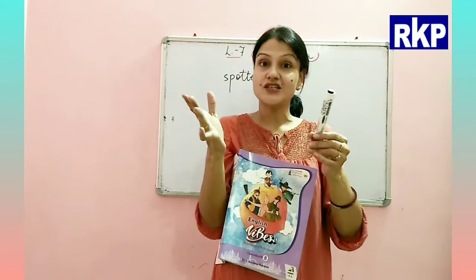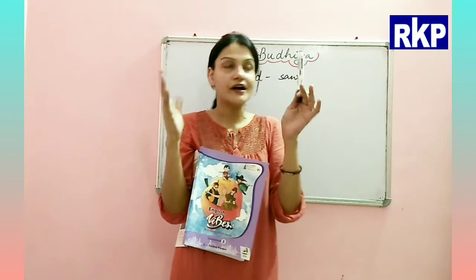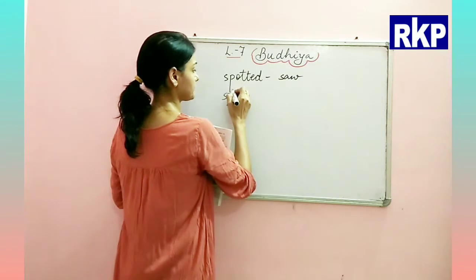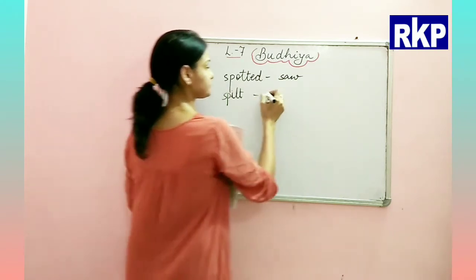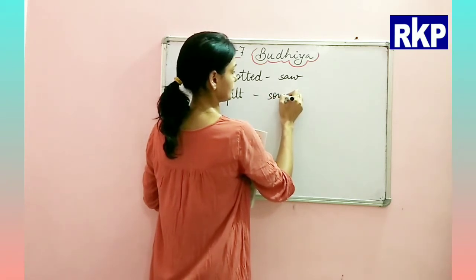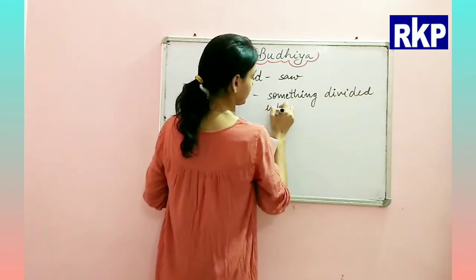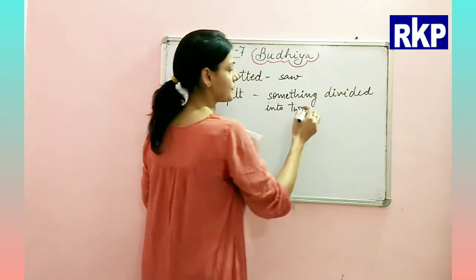So can you imagine the situation, if a train runs on a split railway track, what would happen? It's horrifying. The train will derail, I mean, it will get off the tracks, and God knows what all could happen in such a situation. So he saw a split. Split means something divided into two parts.